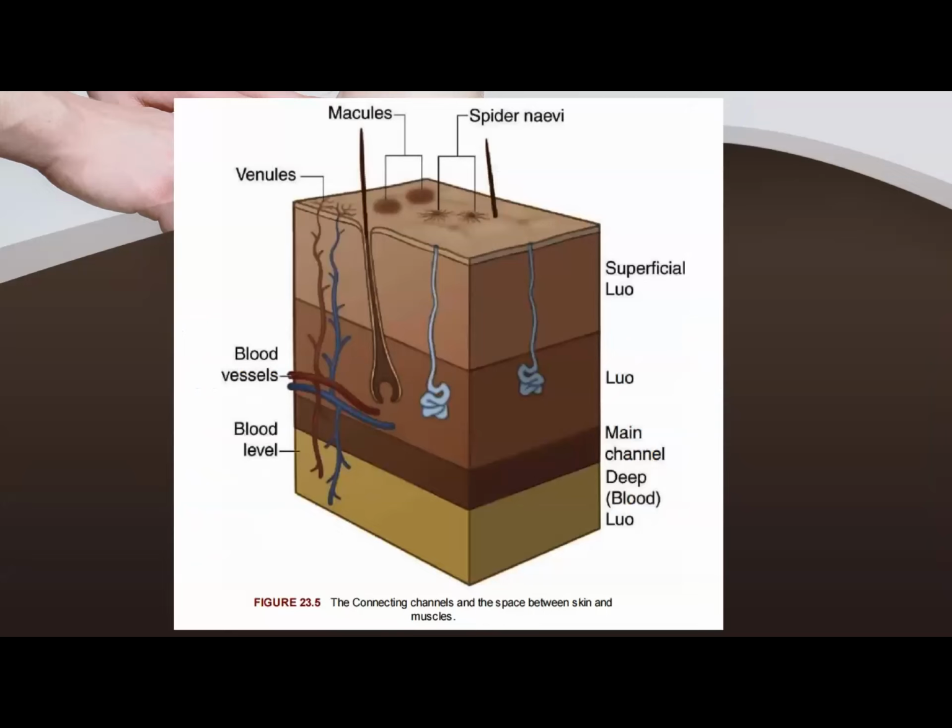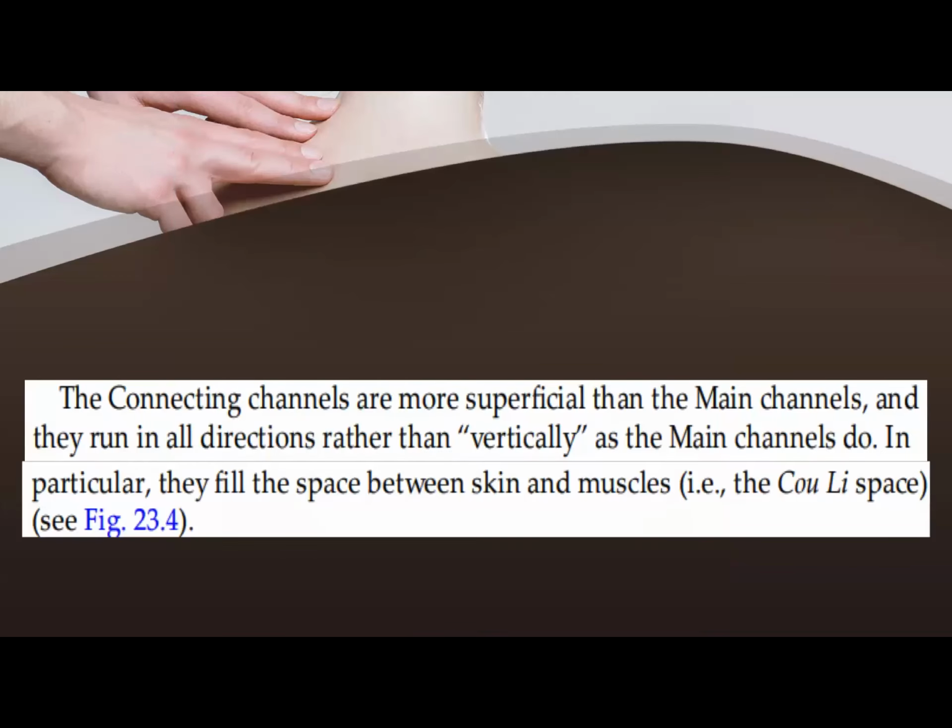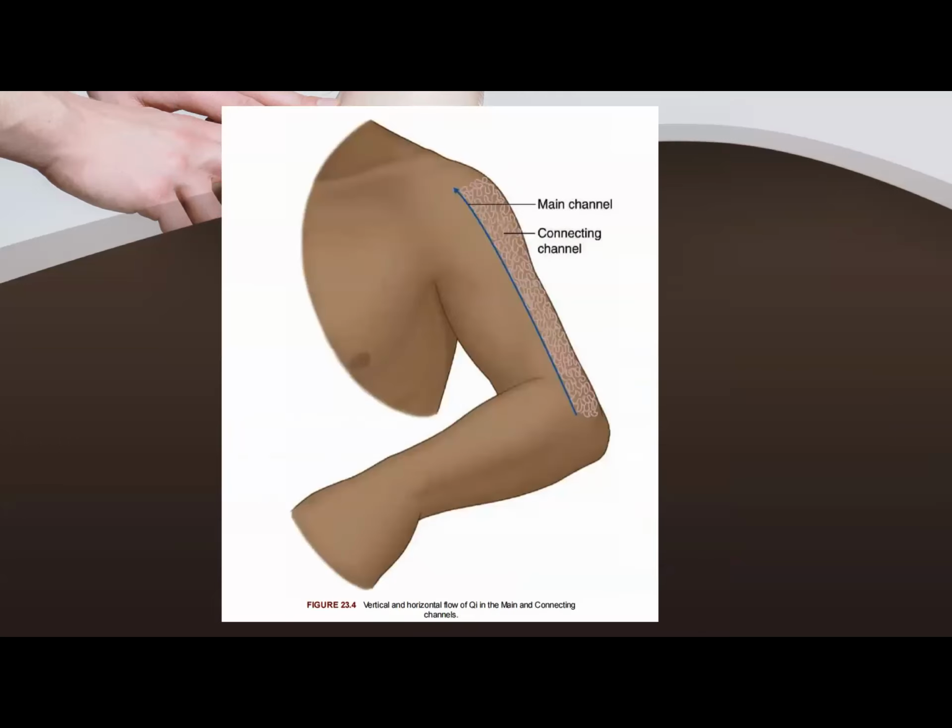So here you have a figure showing to us the connecting channels and the space between the skin and muscles. The connecting channels are more superficial than the main channels, and they run in all directions rather than vertically. They fill the space between the skin and muscles, the cou li space. Yan po, no? So we have the main channel and the connecting channel. So the vertical and horizontal flow of qi in the main and connecting channels.